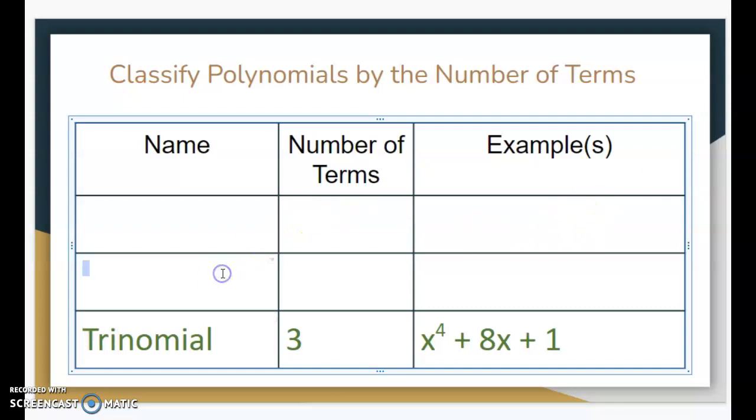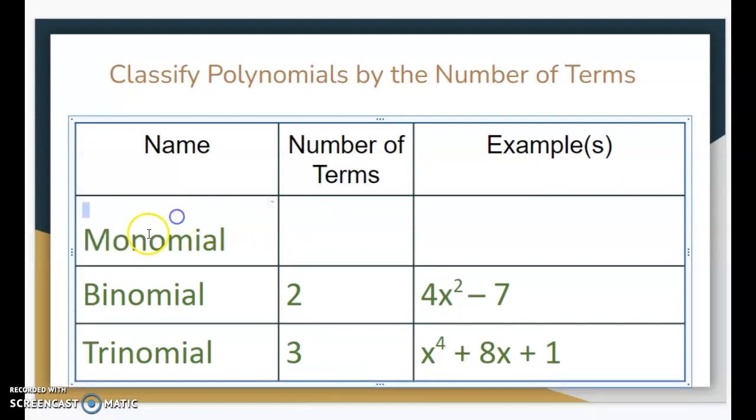So think about like a tricycle has 3 wheels. A bicycle has 2 wheels, and sure enough, when we have a polynomial with 2 terms, it's called a binomial. So a binomial has 2 things that we're adding or subtracting. For example, 4x to the second minus 7.